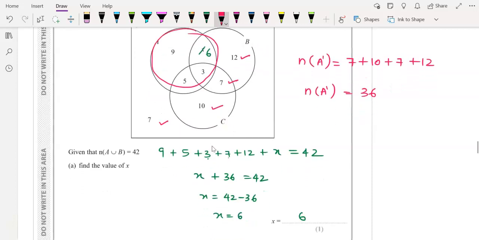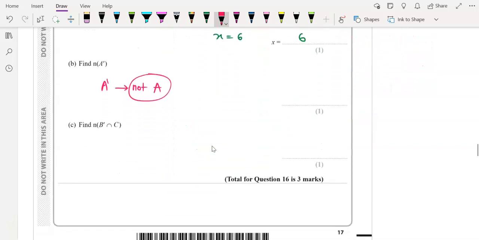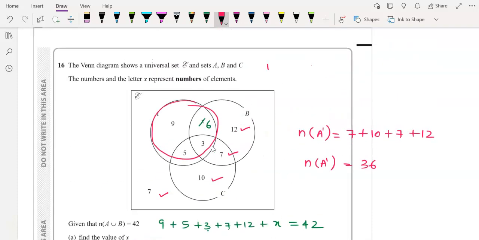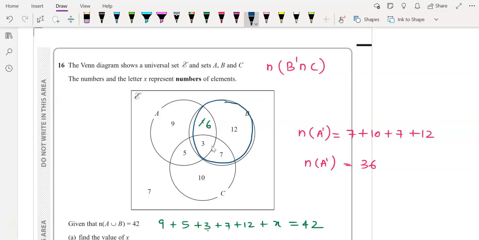And the last part, find the number of elements which are in B complement intersection C. What does that mean? So look at the diagram. We need the number of elements which are outside the circle B but common with C. So it should be outside the circle B, that is one condition, but it should be common with C.